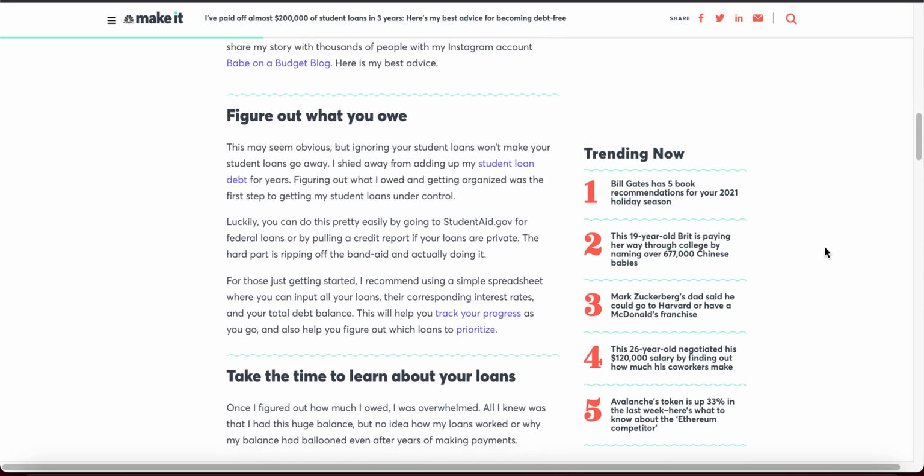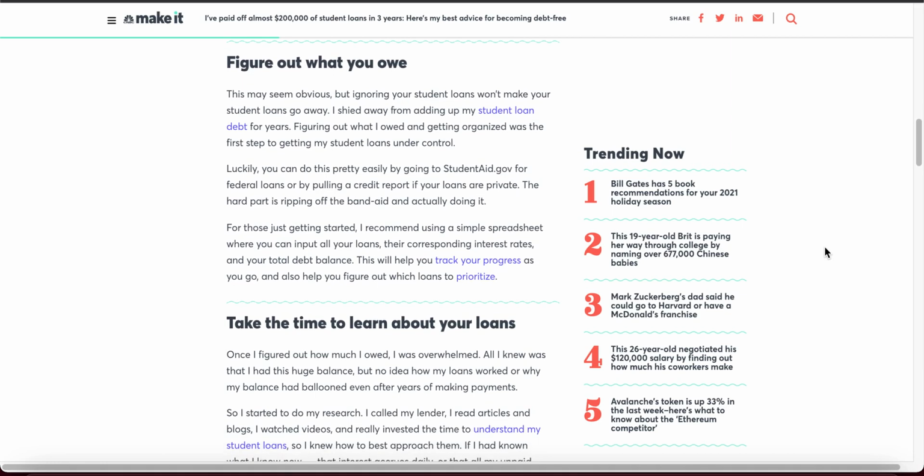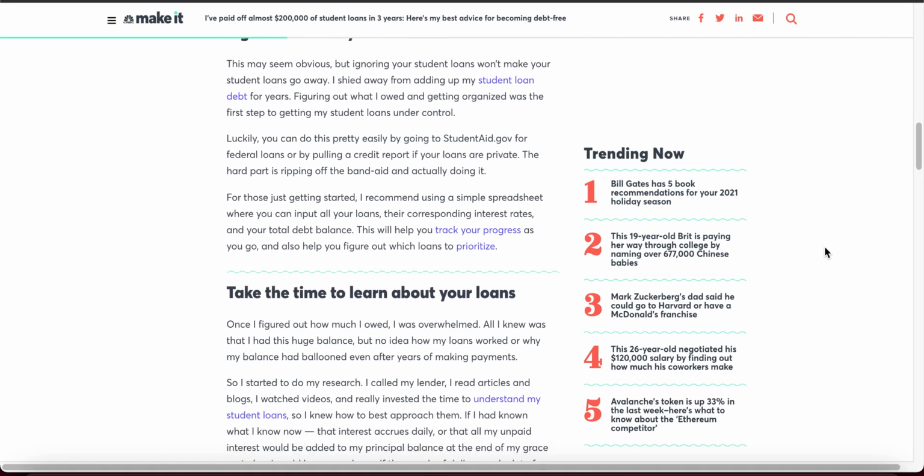Take the time to learn about your loans. Once I figured out how much I owed, I was overwhelmed. All I knew was that I had this huge balance, but no idea how my loans worked or why my balance had ballooned even after years of making payments. So I started to do my research.